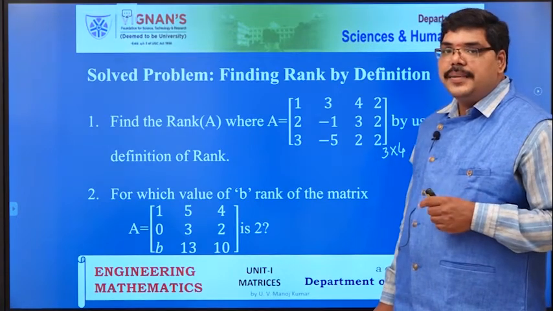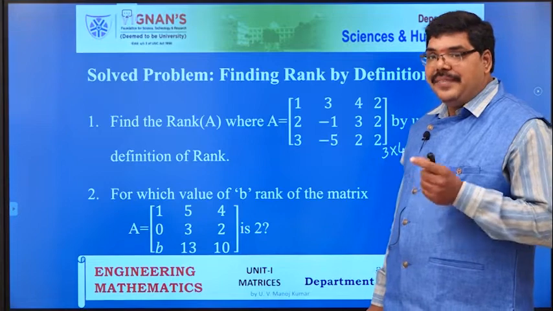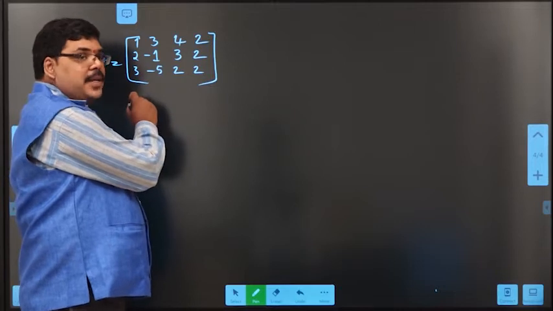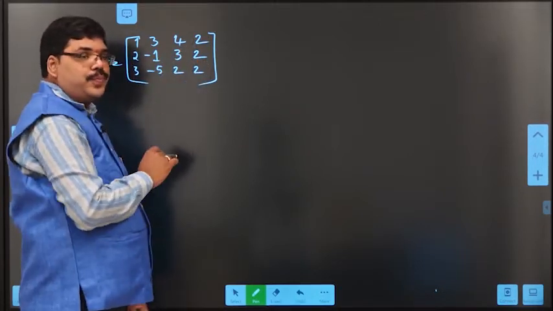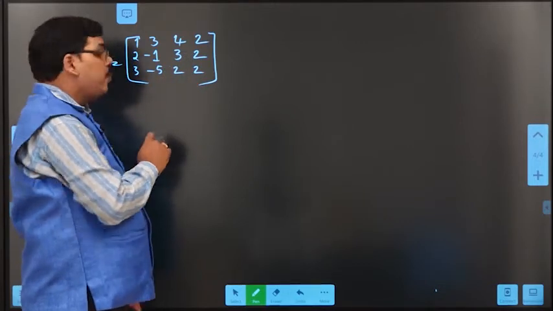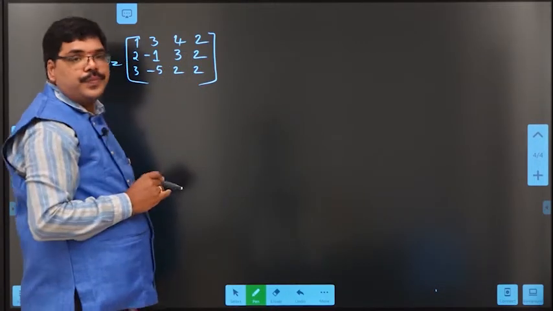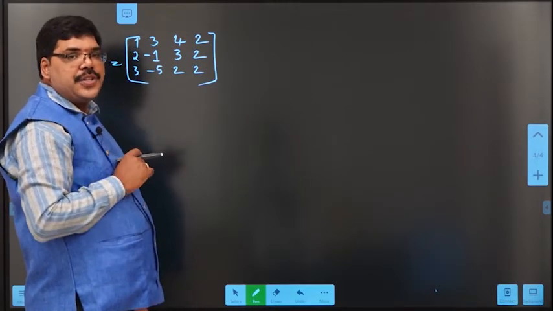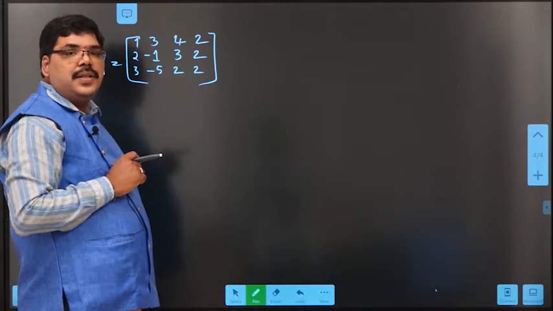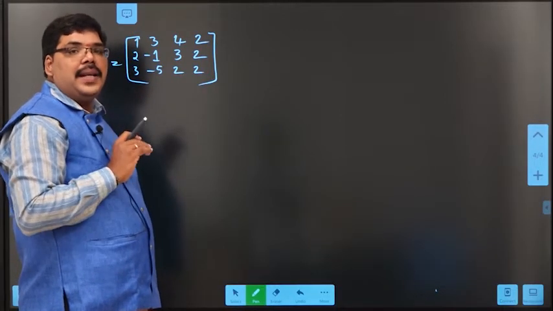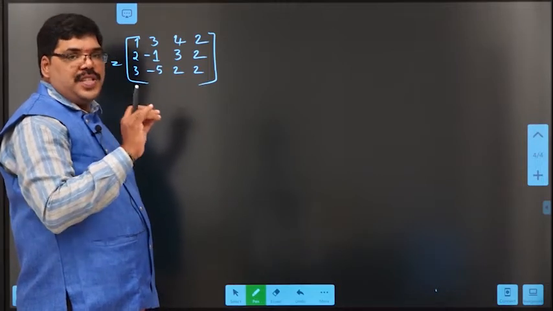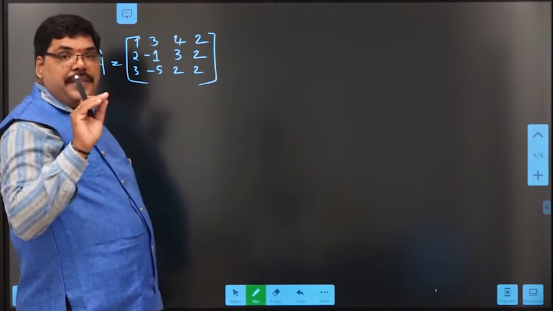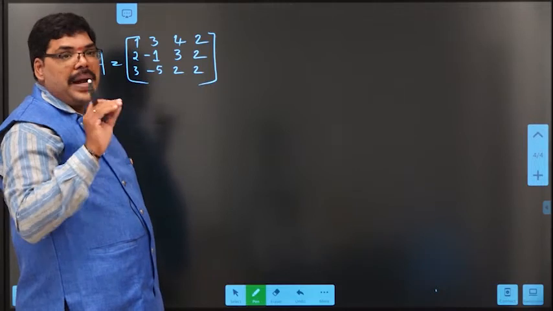So, we want to find the rank of the matrix by definition. The matrix given to us is capital A equals 1, 3, 4, 2, 2, minus 1, 3, 2, 3, minus 5, 2, 2. I want to find the rank of this matrix by definition. So, what is there in the definition? If there exists a minor of order r which is non-zero, then rank is said to be r. So, the definition is based on minors.